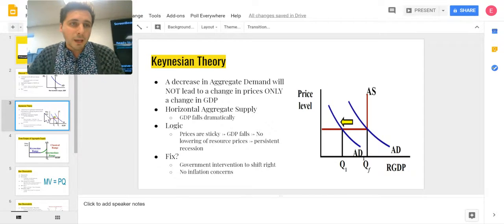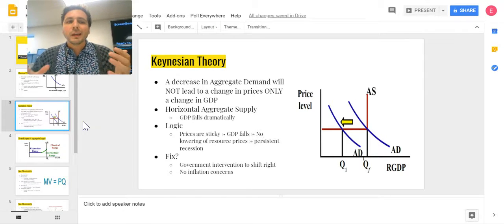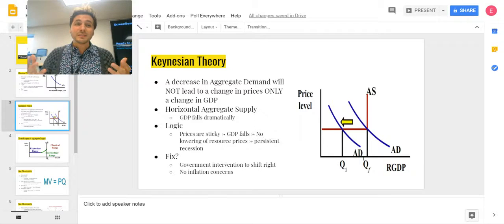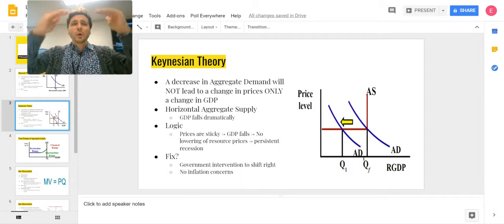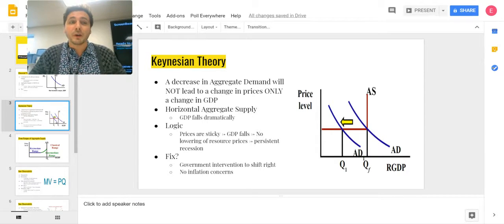And then the Great Depression happened, and a guy named John Maynard Keynes came around. We call his ideas the Keynesian Theory. It's this idea that when aggregate demand shifted left, prices didn't change. They didn't go down. In fact, prices didn't change at all. Prices were sticky. So not only did prices not fall, but GDP fell dramatically, and tons of people were laid off. So Keynes says we have to account for this in our economic theories.